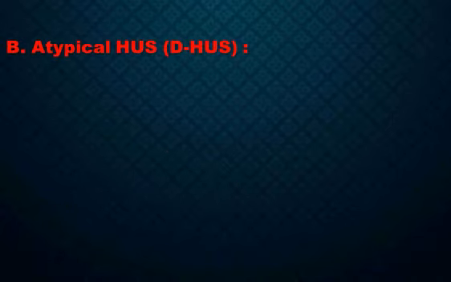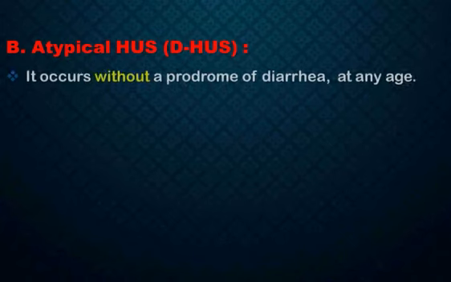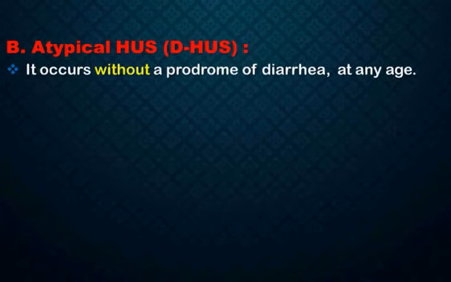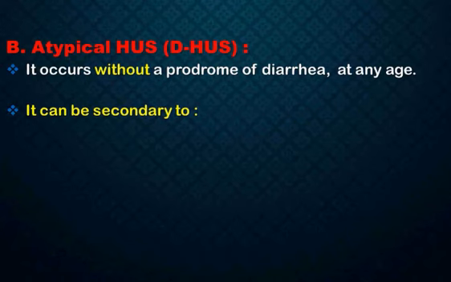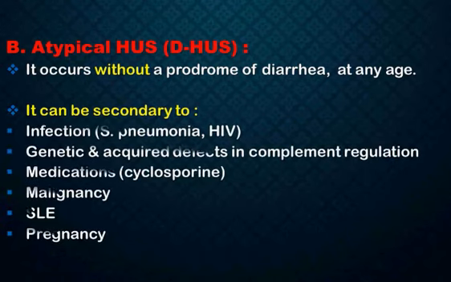The atypical form, here there is no prodrome. This is less common, of course, and there is no prodromal diarrhea. It can happen at any age, even in adulthood. It can be secondary to medication, to malignancy, to pregnancy, to genetic causes, or to infection like Streptococcus pneumoniae or HIV.